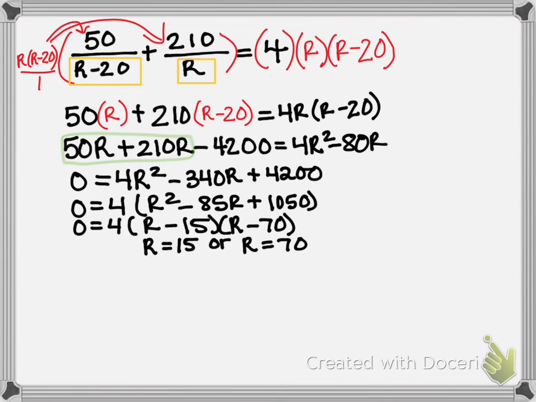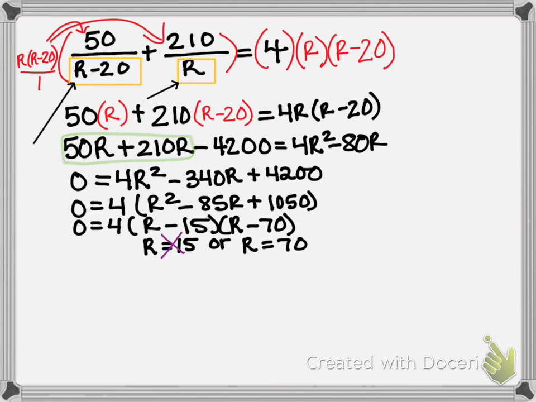So again, you're like, well, 15 is kind of slow, but it's possible, maybe. But remember, the car was 20 miles per hour slower than the train. So whatever the train's rate is, I have to subtract 20 from that to get the rate of the car. So 15 miles per hour doesn't make sense because if I were to subtract 20, that would tell me the rate of the car was negative 5. And that's not possible. So we can exclude r equals 15 as our solution. And then we just want r to be 70. That means the train would be 70 miles an hour. And then when we subtract 20, the car would be 50 miles an hour.